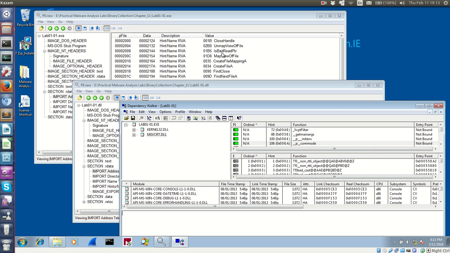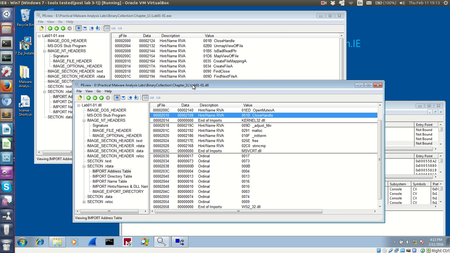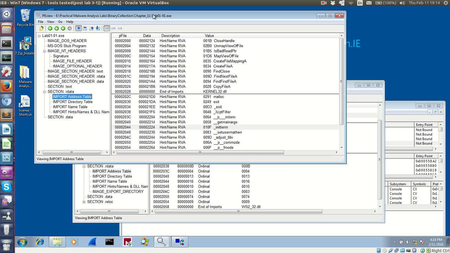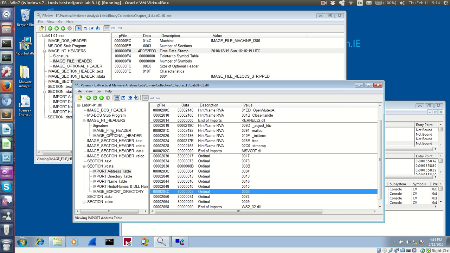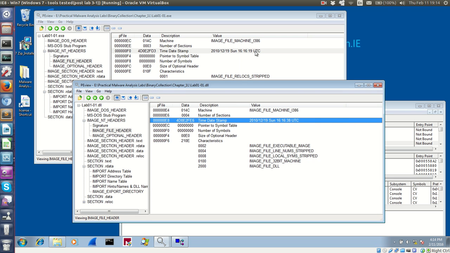For the first, number two, when were these files compiled? I have both of the DLL right here in this instance of PEview, and then I have the .exe, the executable, in this instance of PEview. For both, you just go to image file header, and right here shows when it's compiled. And the same thing with the .dll, and so we have it here. You can see the times are very close. I think they're about a minute off, or a couple seconds off. So that's one thing to note.